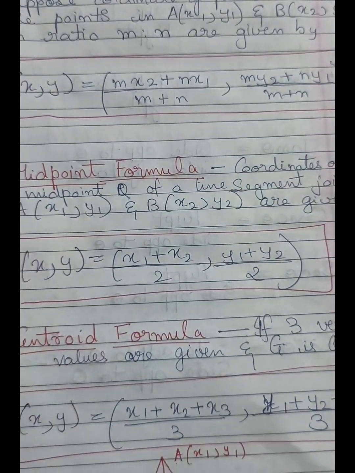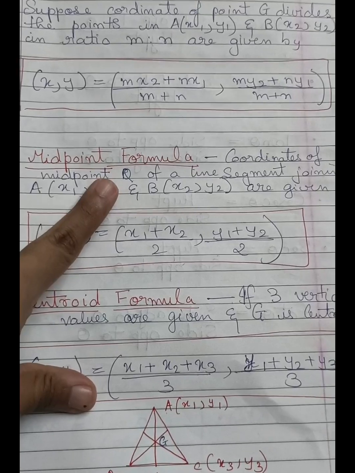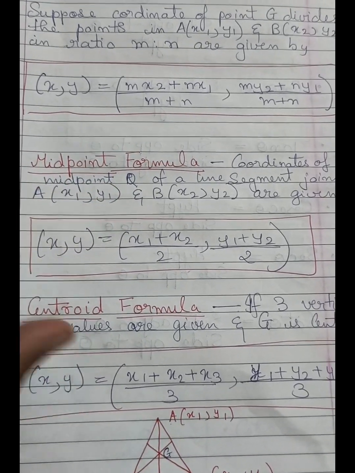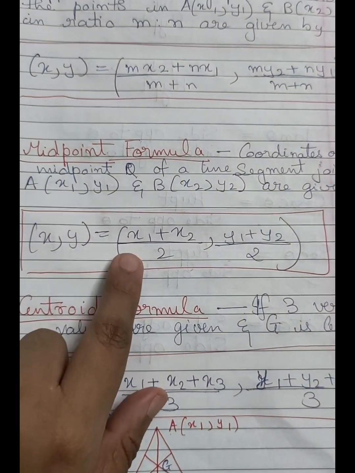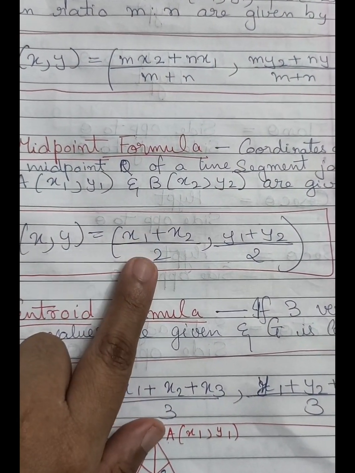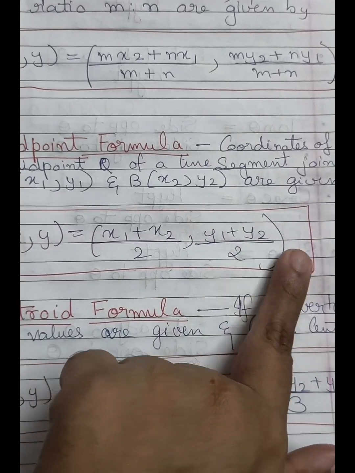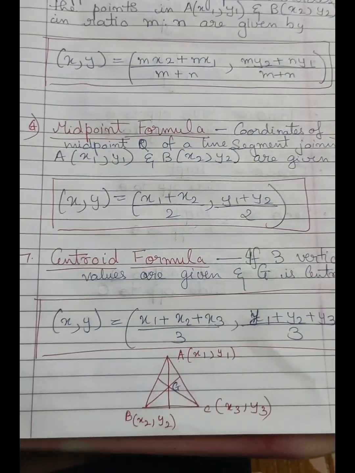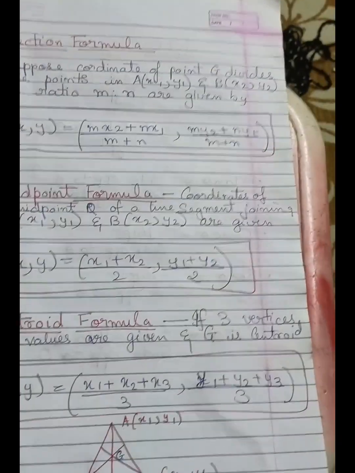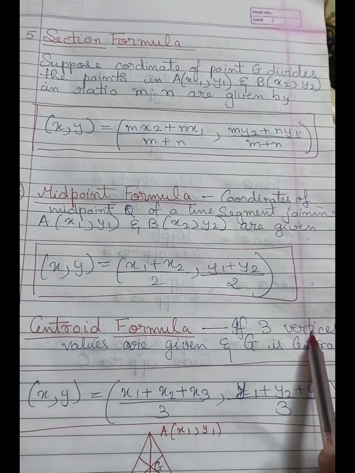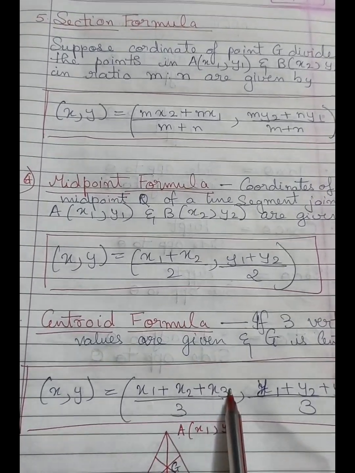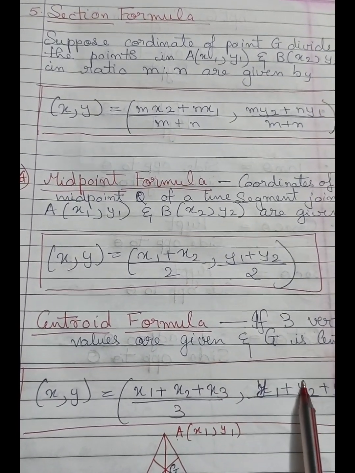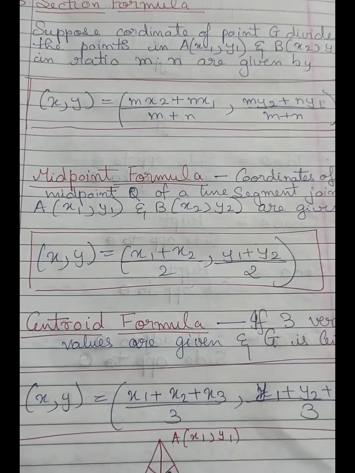Then you have the midpoint formula where they will tell you that the line is divided at the center. So what you will put: x1 plus x2 upon 2, y1 plus y2 upon 2. And the centroid formula is, they'll give you G as the centroid and 3 vertices are there. Then what are you going to do? x1 plus x2 plus x3 upon 3, y1 plus y2 plus y3 upon 3.